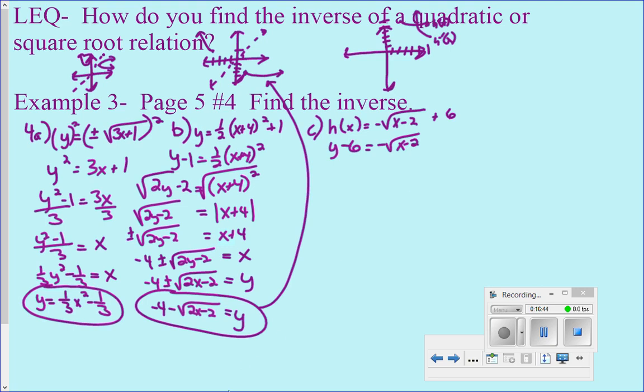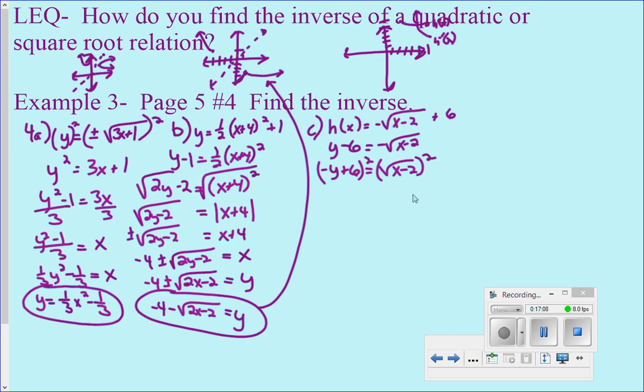Well, there's two different things you could do here. You could either get rid of the negative first and then square, or you could just square, because when we square a negative, that negative goes away. So either's fine. I'm going to go ahead and just get rid of the negative first. So negative y plus 6 is equal to the square root of x minus 2. And now I'm going to go ahead and square.